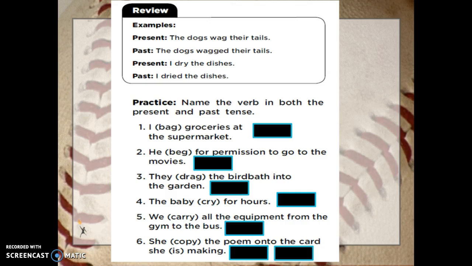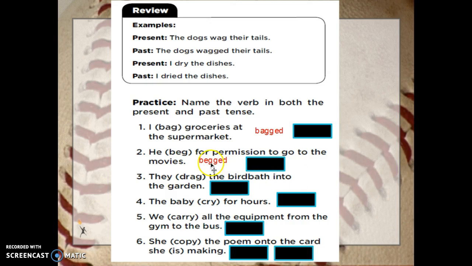Okay, number 1, I bag groceries at the supermarket. For present tense, I am just going to leave it bag. For past tense, because it ends in one vowel, one consonant, I need to double that consonant, and then I add my ED. Number 2, he begged for permission to go to the movies. For present tense, I need to add an S to it. He begs for permission.